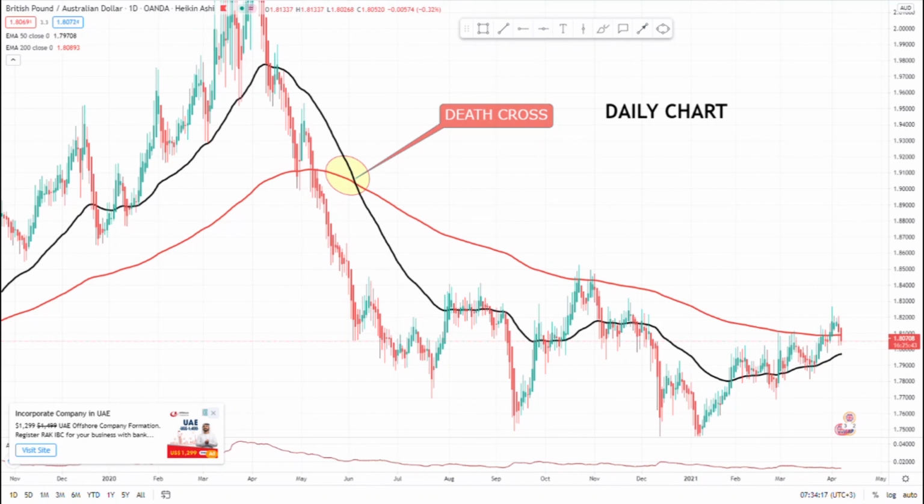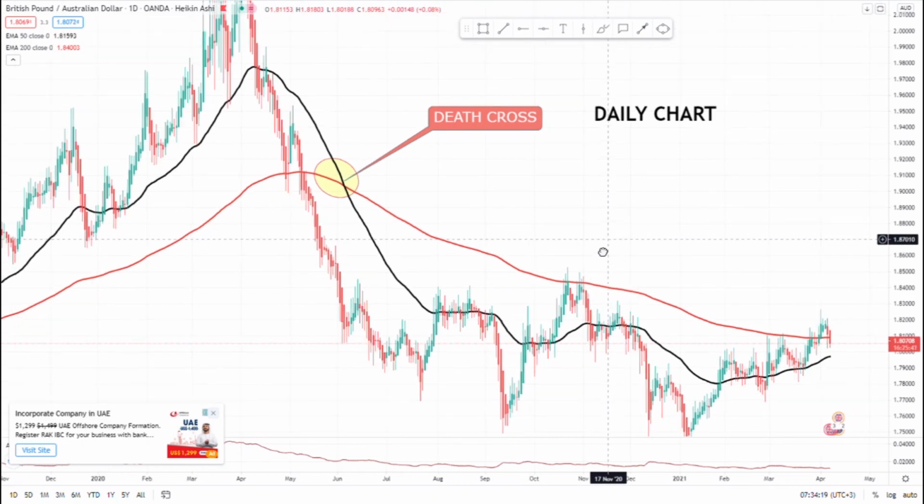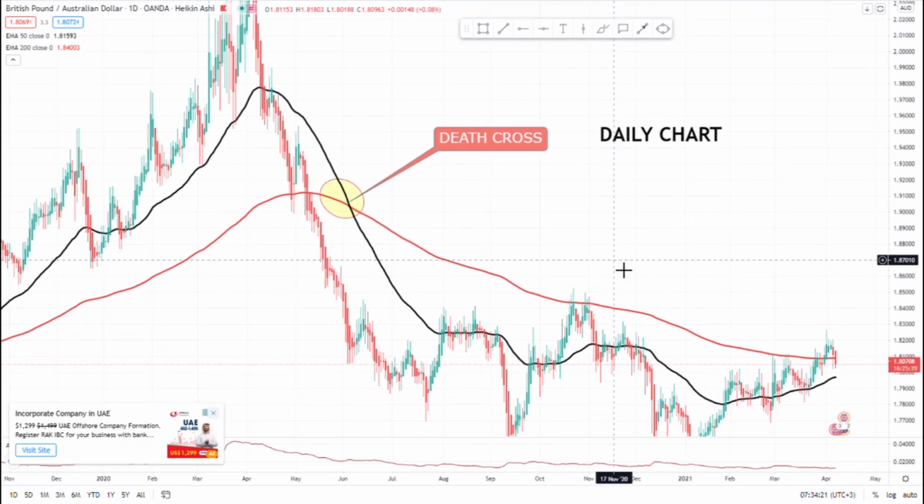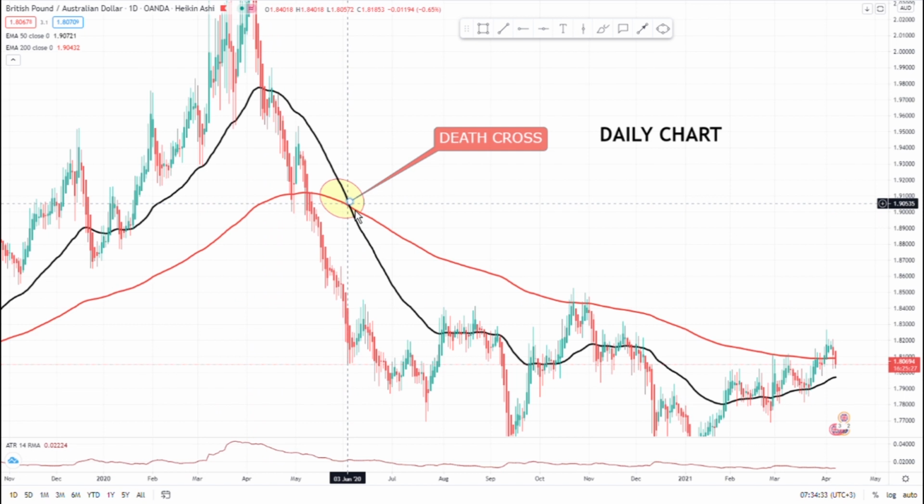This is our GBP AUD pair. The death cross here occurred last year again, on 3rd June 2020. So the death cross occurred, and immediately sellers knew they were supported whenever they would sell this market. And it's better to know a long-term uptrend or a long-term downtrend, so that when you are a trader, you know which side to be on.